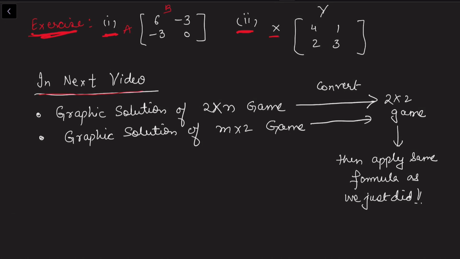In my next video, I am going to cover the graphic solution of 2 cross n games and the graphic solution for m cross 2 games. In both the problems, why am I saying graphical solution? Because using the graphical solution, I am going to convert both problems into a 2 cross 2 game problem. So I am going to leave many other strategies and find the actual reduced 2 cross 2 game. Once I get the 2 cross 2 game and there is no saddle point, I am going to apply the same formula that we have just applied in the previous case. So this conversion is first done by the graphical method and then we apply the similar formula to find the optimal solution of the game. So watch my next video.